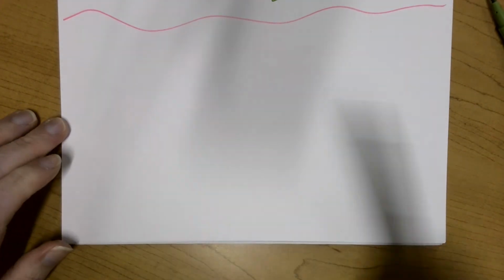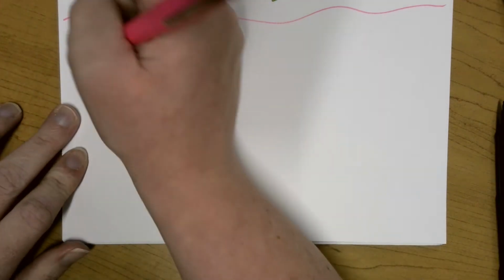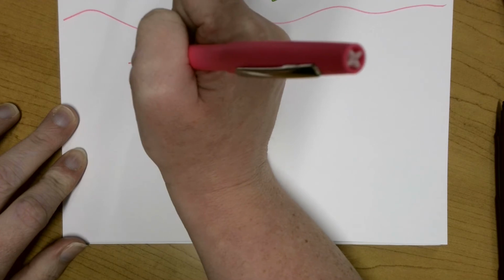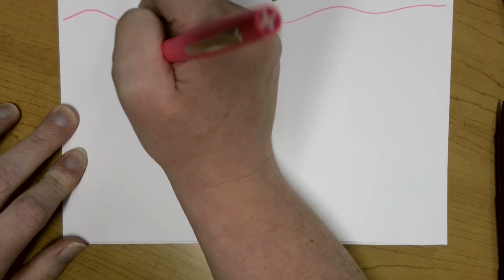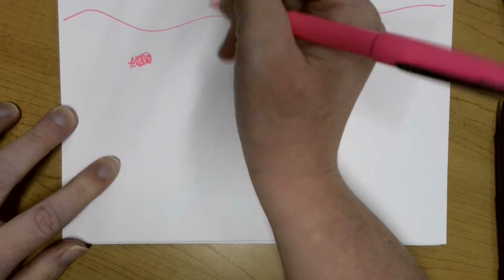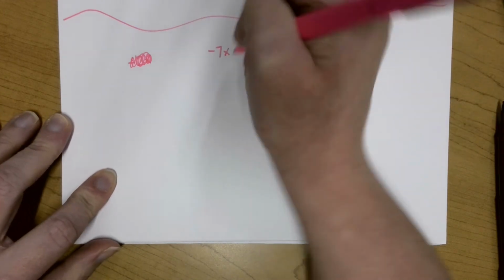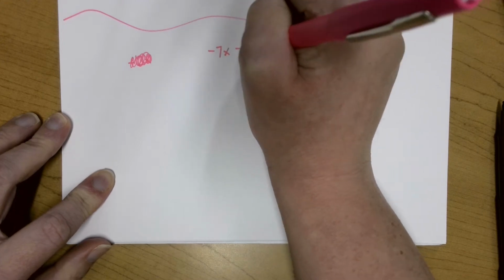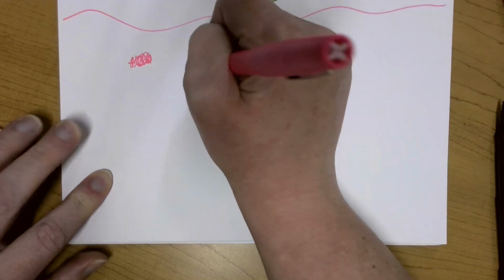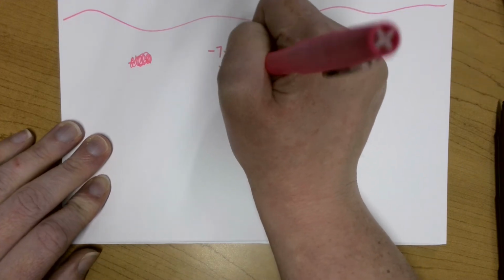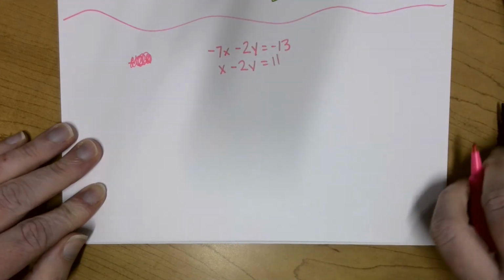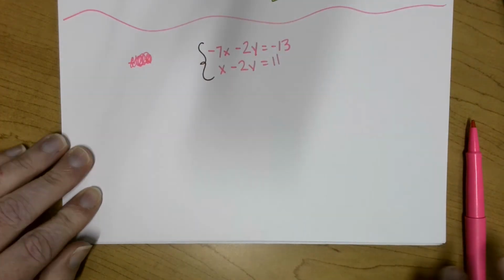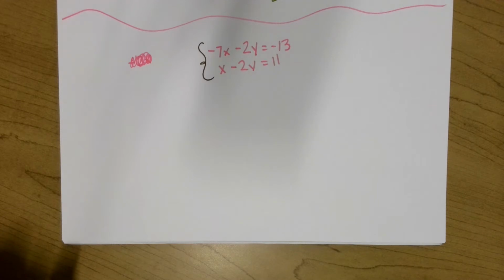And so yeah, here's numbering. Okay, example number 2. Oh yeah, I'm doing 2 different colors. We have -7x minus 2y equals -13. And then I also have x minus 2y equals 11. Dang it, I forgot to color code. Oh well. It's getting late. It's way past quitting time, so.